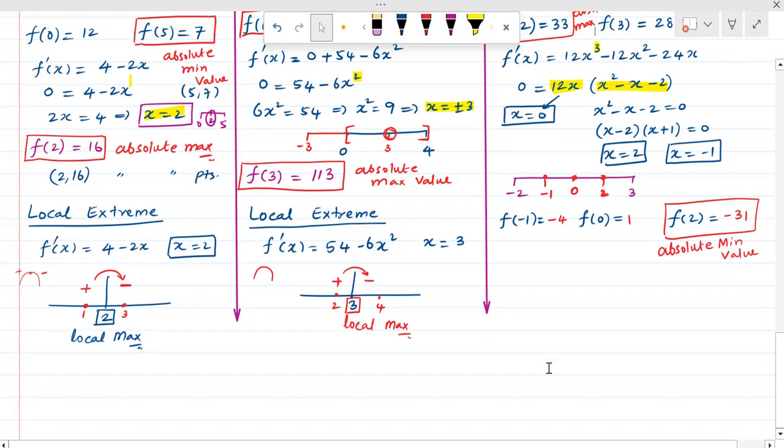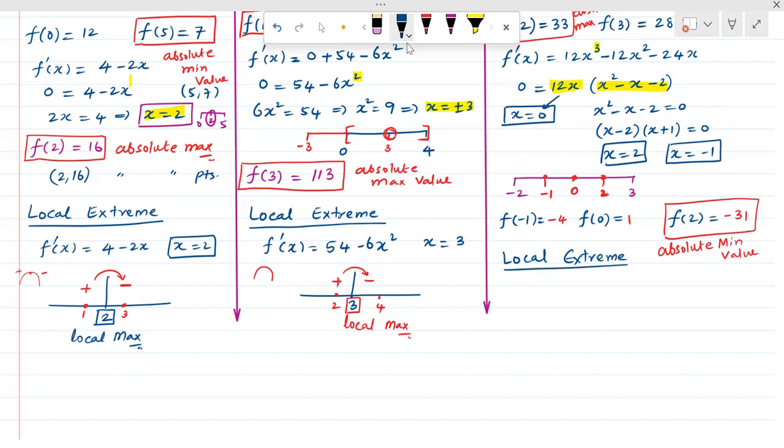Now let us check the local maximum. So local extrema, you have 3 points. I write it here, the local extreme. How will you calculate the local extreme? What are the things we need? F prime we need. What is F prime? We have calculated already 12x power 3 minus 12x square minus 24x. And the critical values are, F prime equals 0, the critical values minus 1, 0 and 2.